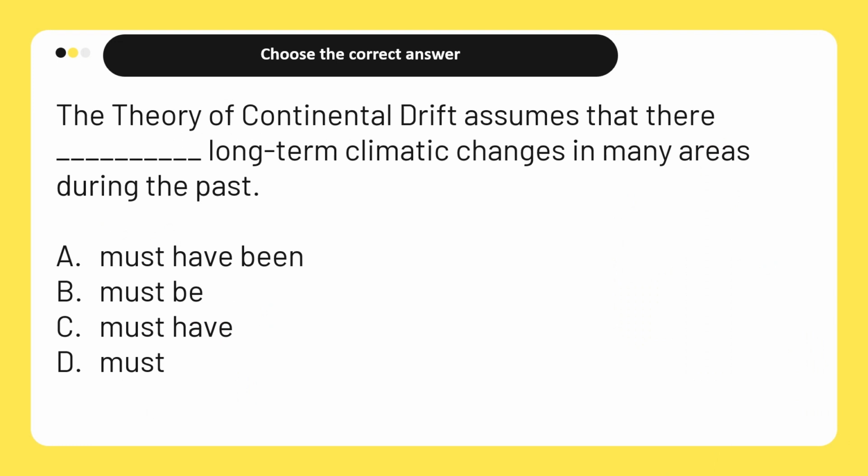Let's have a look at this one. Now, let's give it a try. The theory of continental drift assumes that there blah blah blah long-term climatic changes in many areas during the past. Okay, first of all, my question is, is it a logical conclusion about something in the past, or at the present, or something that repeats? Okay, now you can write your answer down on your paper.